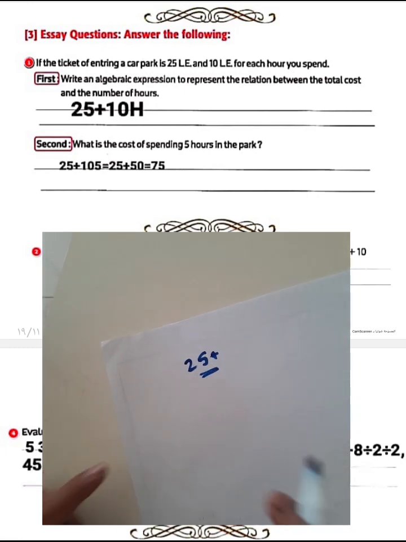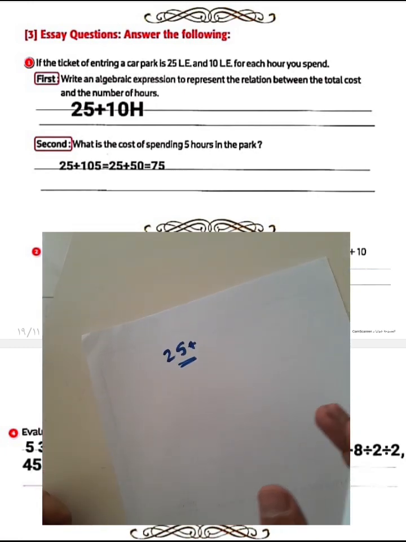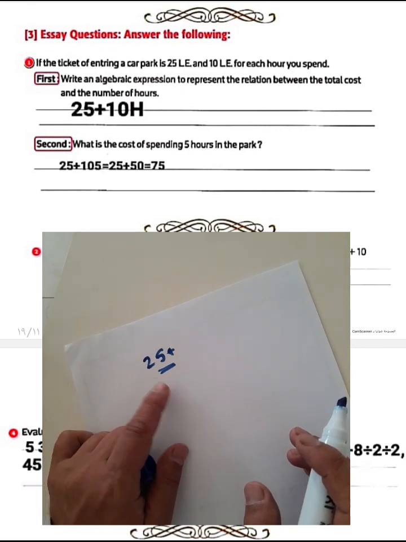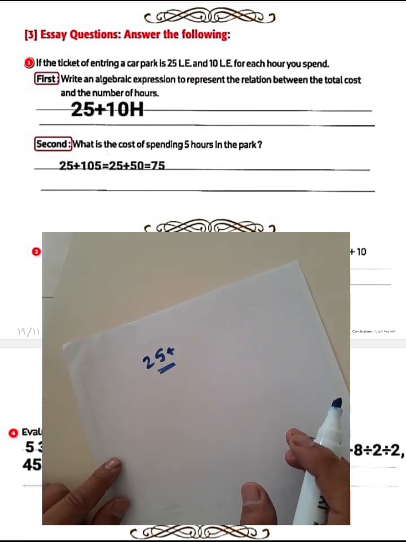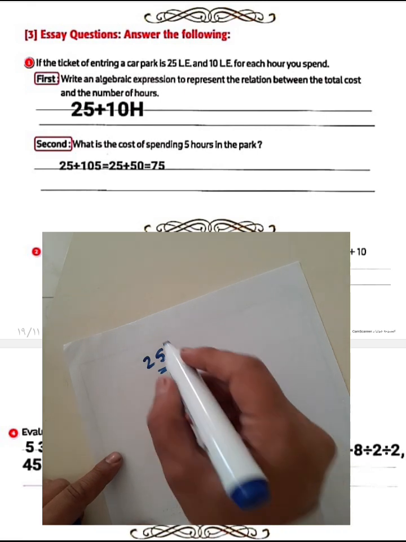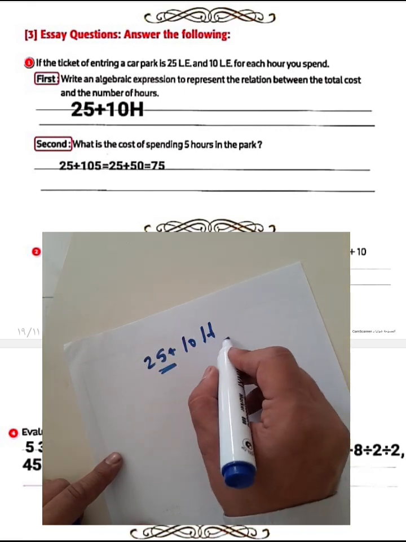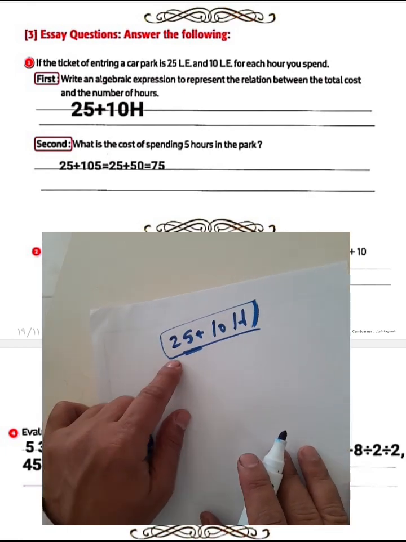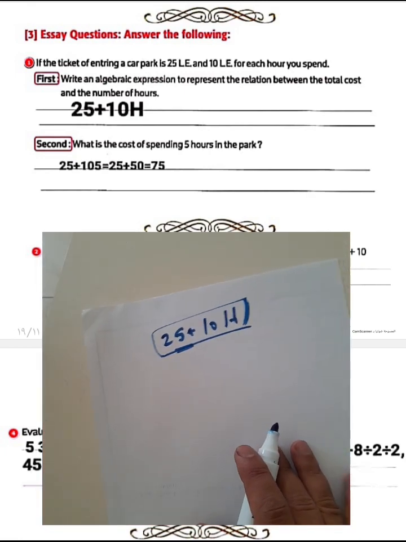It's the constant when you want to go to any car park. 25 is the ticket, it's a constant, and 10 lira for each hour spent. Each hour equals h, so we can write 10h or 10x as you like. That is the relation. 25 is a constant, and for each hour you give 10 lira. If you stay 1 hour, we must pay 25 plus 10 to the people in this car park. Second, what is the cost of spending 5 hours in the park?